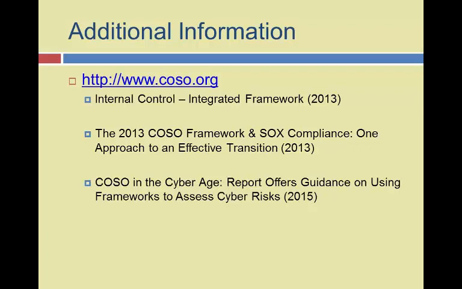I just listed a couple other ones there that I think are important to read. A transition if you're already using the prior COSO framework. And then the final one that I think is interesting is COSO in the cyber age. So just how to address cyber risks. Again, a lot of this is geared towards public companies, but I think reading it, understanding the general framework and underlying values and objectives in the COSO are applicable to all organizations.